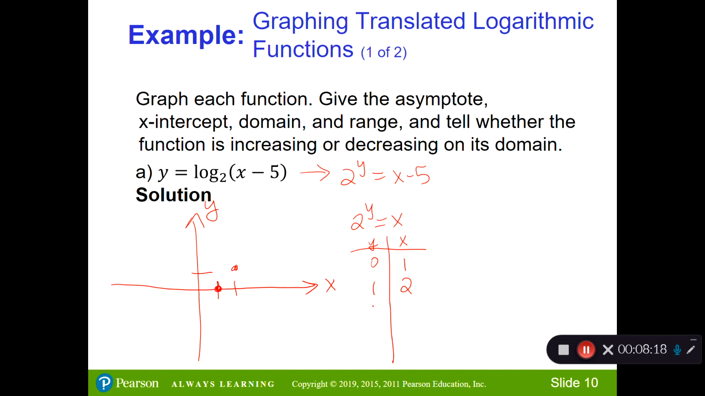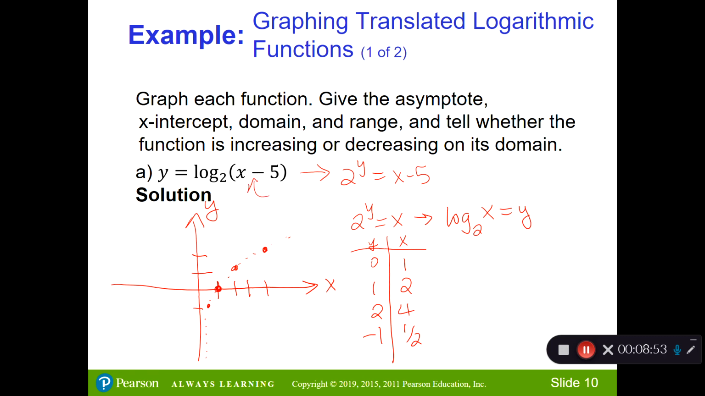If I pick the value 2 here, 2 squared is 4. So 4, 2, we're up at 2. If I pick -1, 2 to the -1 is 1/2. So at x equals 1/2, we're down here at -1. And so on. So this is the basic graph of 2 to the y equals x, which is equivalent to the statement log base 2 of x is equal to y. Now, how is ours different?